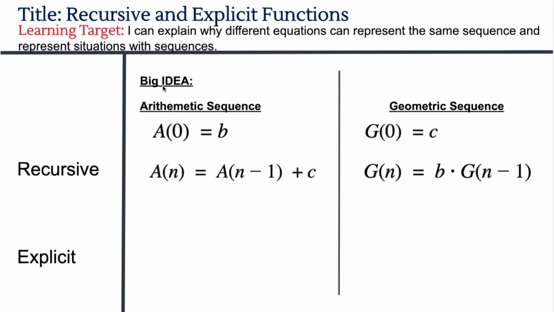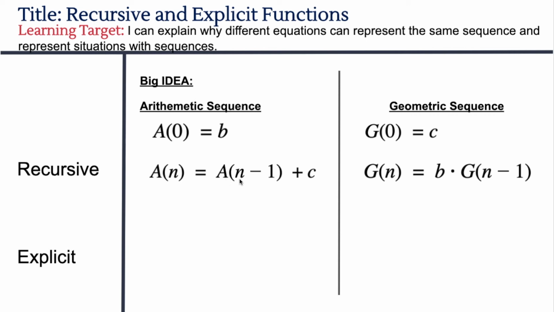Here's the big idea. If I want to write a recursive function for an arithmetic sequence, I need to start with a starting spot. So I chose 0 for this case, but I could have chosen 1, right? And my function a of 0, I have to tell you where it starts. It starts at a number. So we're going to call that number b. Once I give this, now I can write my recursive function.